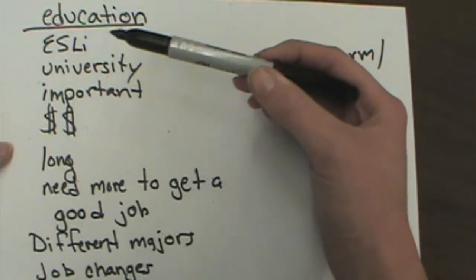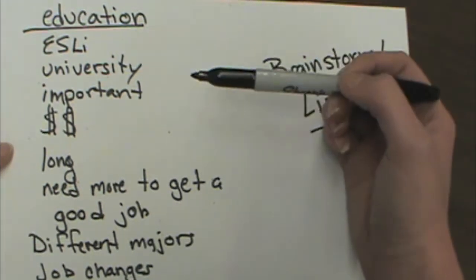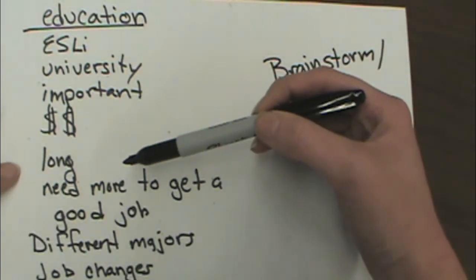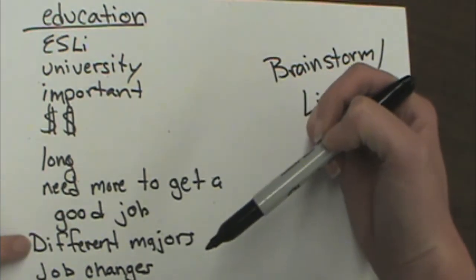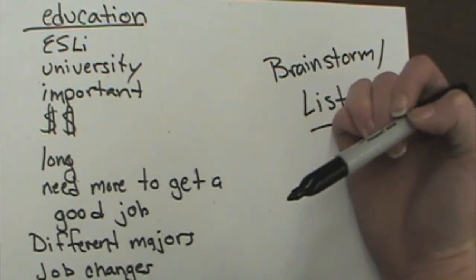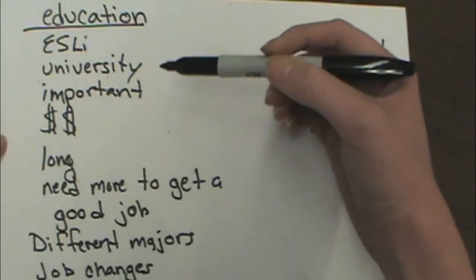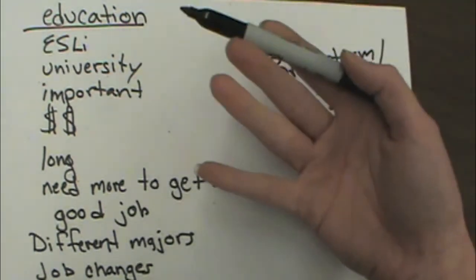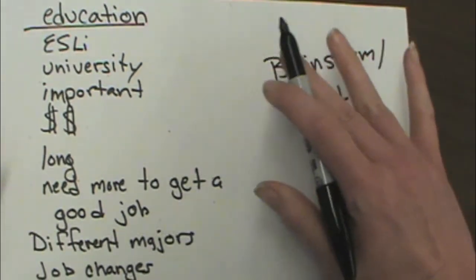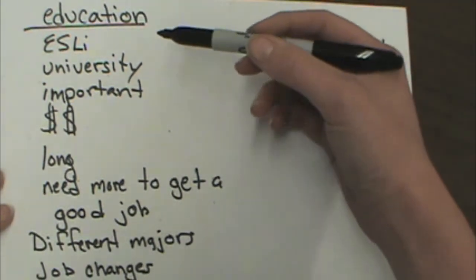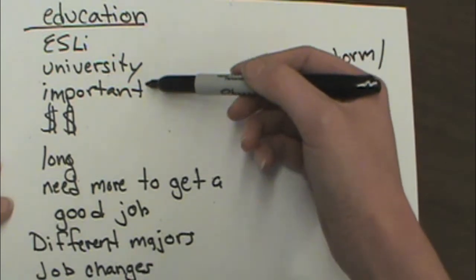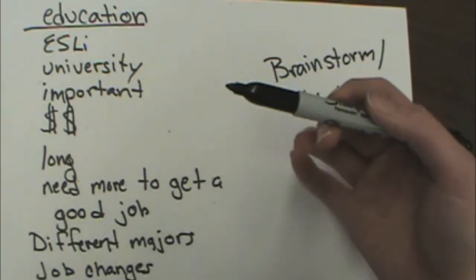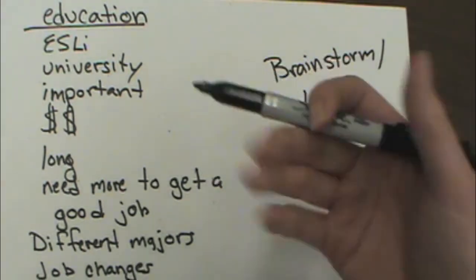So here I've got ESL, university education, education's important, money, long, you need more to get a good job, different majors, job changes, things like that. Now, as you can see here, all of these ideas are related to education, but they're not related to each other. However, that's not a bad thing. Once you are finished with your list, you can go down your list again and decide which ideas are better than others. Which ideas can you write more about?